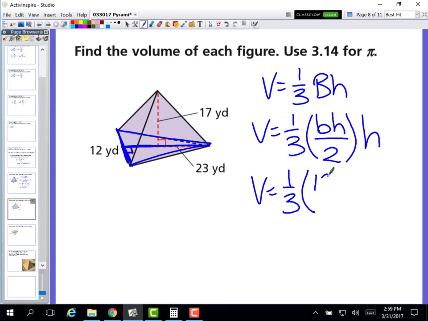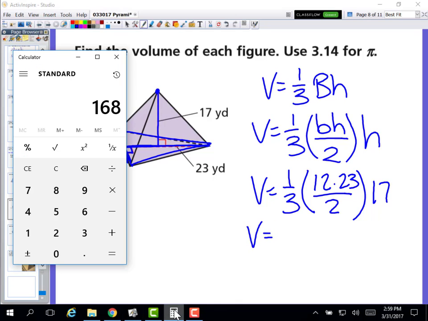So we know it's going to be 12 times 23. I'm going to divide that by 2 because I need the triangle. Then I'm going to multiply that by the height of the figure, which is from the center of the base to the farthest point away from that base, which is 17.